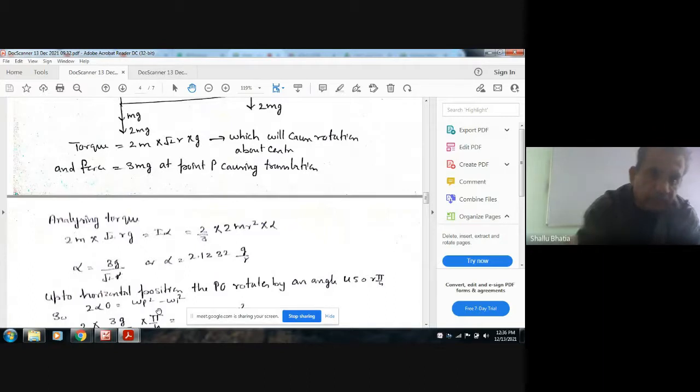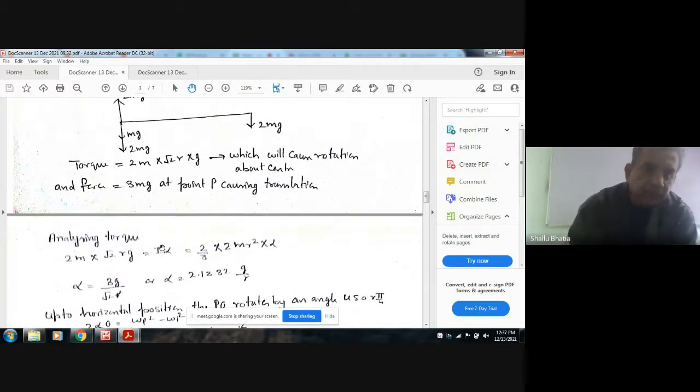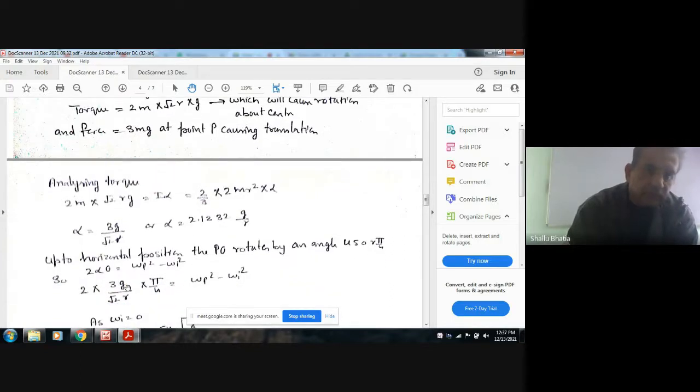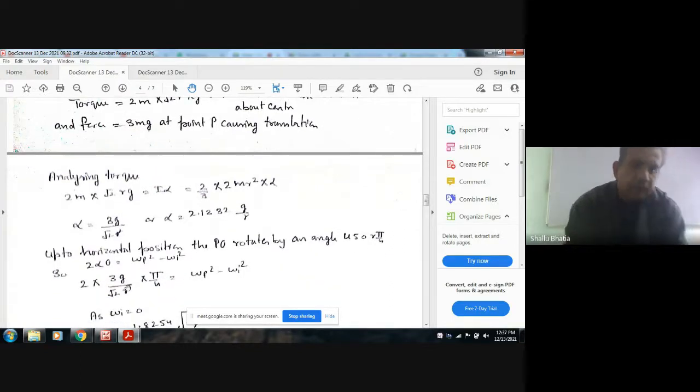The torque will create angular acceleration, or an inertia torque. So this torque will be equal to I alpha. Equating these two, we can find alpha, which is 3g by root 2 R.